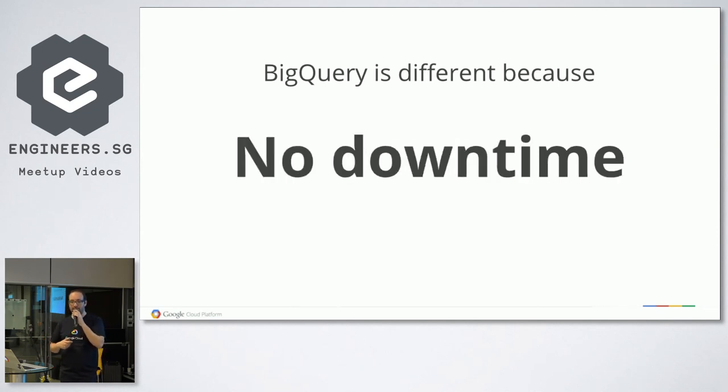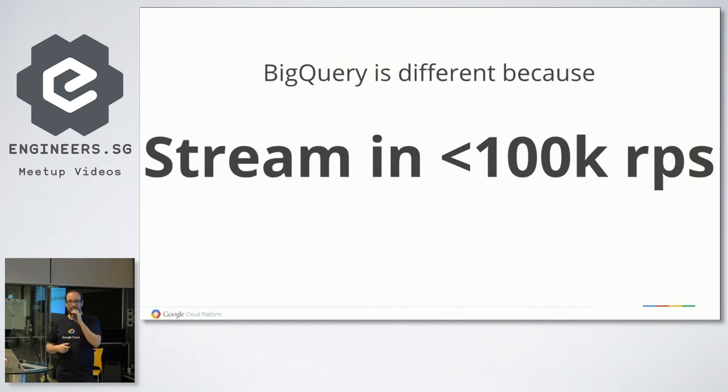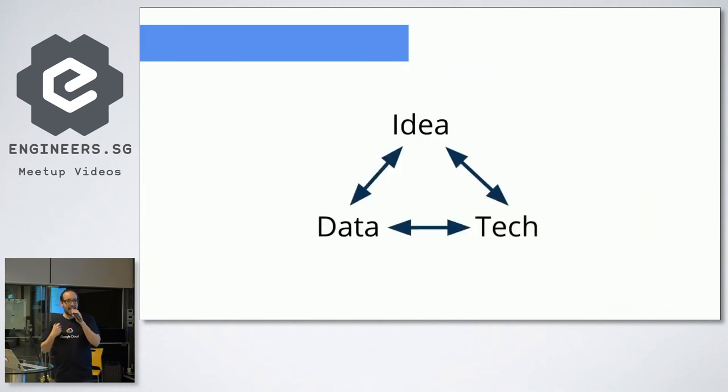It's always on. It has no downtime. It's highly available. Of course, sometimes it goes down and everything, but it's highly available. It's private, but shares data. You can have unlimited users. You can stream data in if you want to. If you have real live data that you want to bring inside BigQuery, you can do it at more than 100,000 rows per second. And the big point is, how do we enable your ideas to flourish without having to worry about the technology behind it?